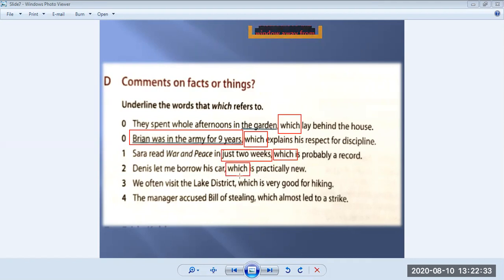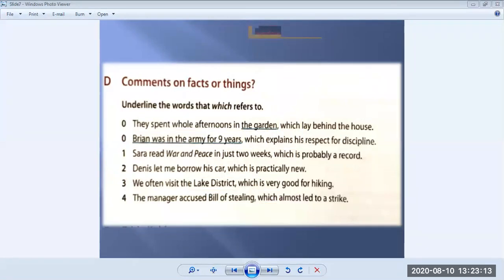So which refers to the car. Which car? The car is practically new. Another one. We often visit the Lake District, which is very good for hiking. The word which refers to the Lake District. The manager accused Bill of stealing, which almost led to a strike. Which? What does it refer to? Of stealing. Because of that, it almost led to a strike. Okay, that was quite simple, wasn't it?